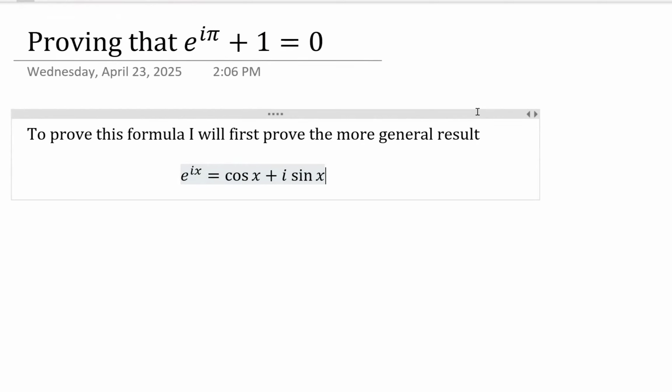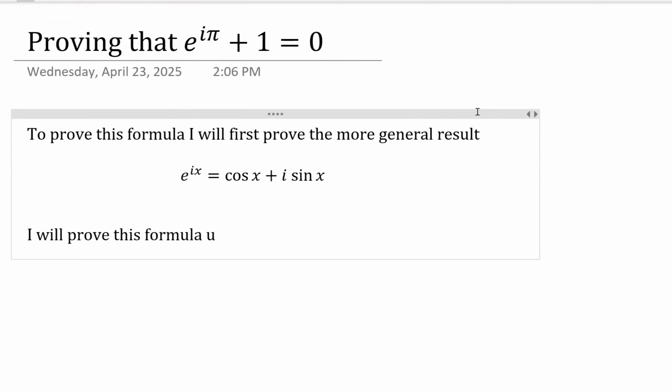Okay, and the method is going to be by way of Taylor series. So I will prove this formula using three known well-established Taylor series, and I'm not going to take the time to prove them here, although I could, but I'm going to take them for granted. So the three Taylor series that I will be using are very standard.